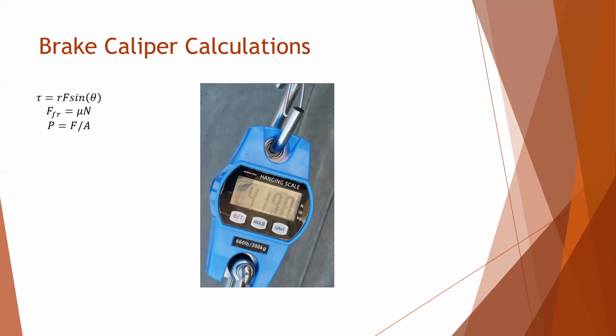The hanging scale shown in the picture is the force found while dragging the car, which was around 420 pounds in each of the testing. On the left are the equations used to find the clamping force, as well as the various other components, such as the bore size that we needed to find.